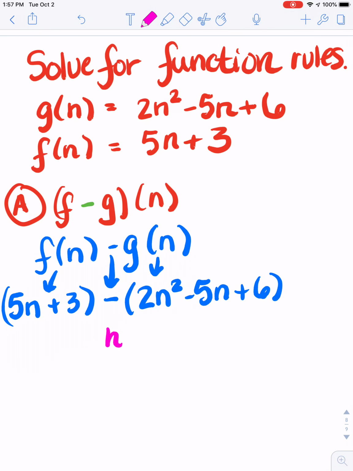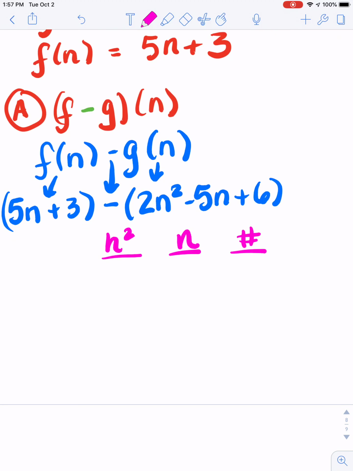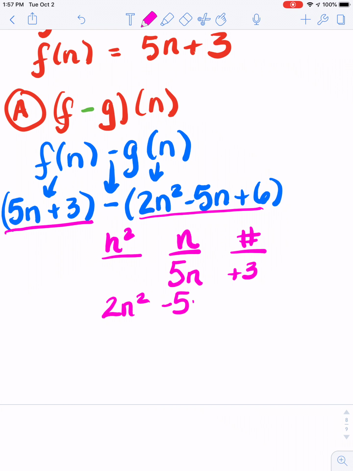Okay, n squared is still the highest exponent with the variable. So n squared, n, and then my number. This is going to go in my first row. So 5n goes in the n column and plus 3. This is going to go in my second row. So 2n squared minus 5n plus 6.